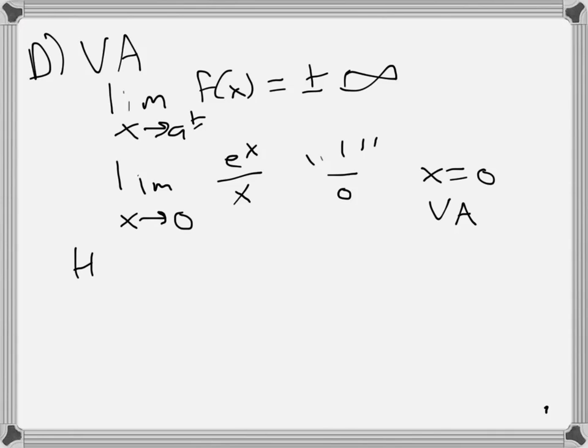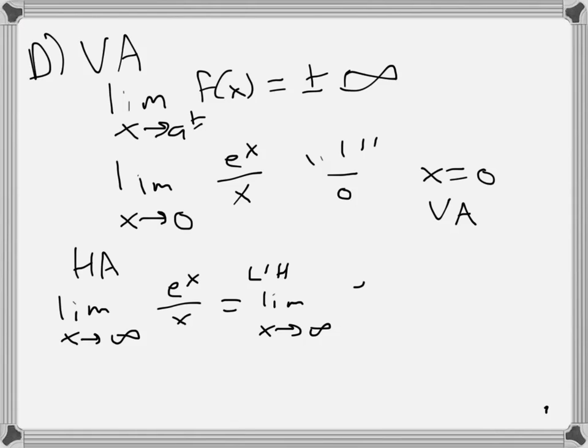Now horizontal asymptotes, those are the limits at infinity. So if I take x goes to infinity, I get e to the x over x, which is infinity over infinity, so that's indeterminate, which means I'll use L'Hopital's rule. So this is the same limit as e to the x, which is its own derivative, over 1. Now the limit there is infinity.